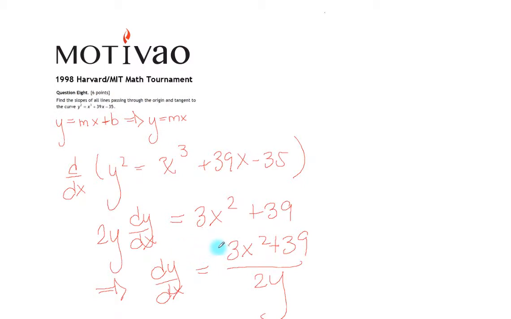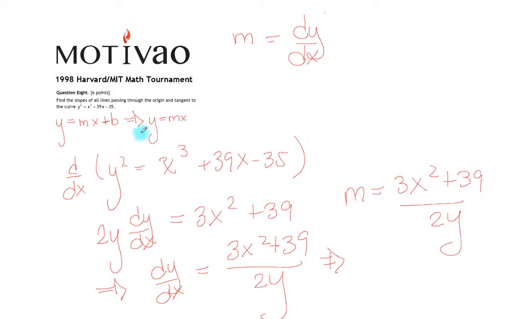But since the lines are tangent to the curve, dy/dx is equal to the slope of the tangent line. The tangent line passes through the origin, so it has to be equal to the slope of the line. So m is equal to dy/dx, which implies that m is equal to (3x squared plus 39) over 2y.